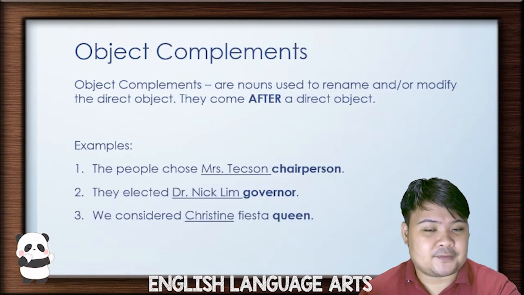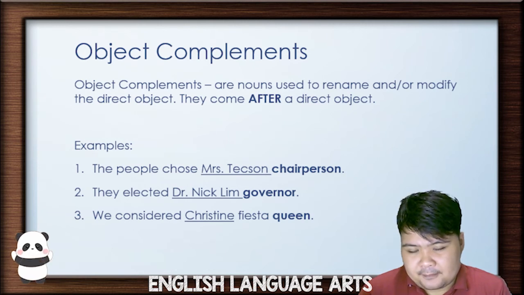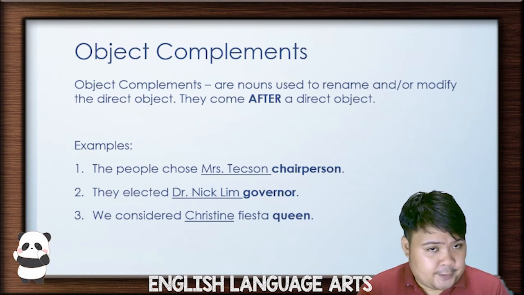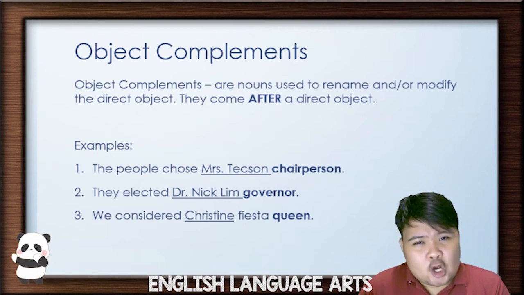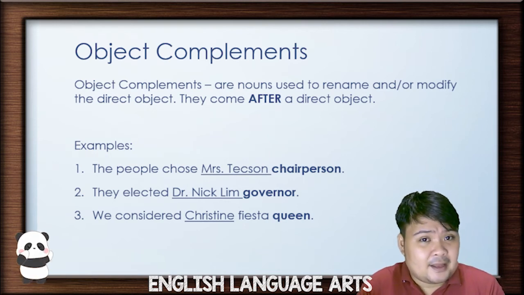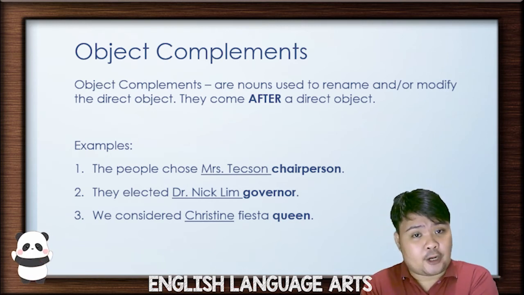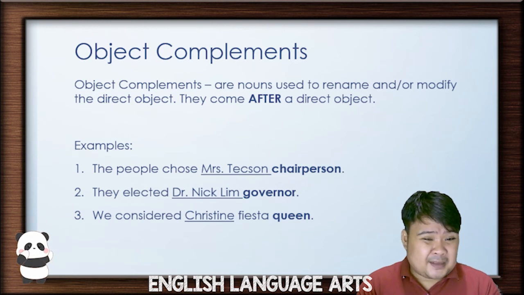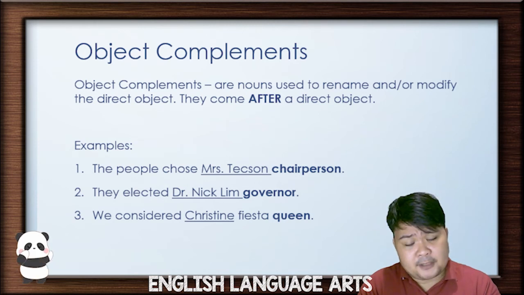Last use that we will discuss for now, object complements. Now, object complements are a little bit tricky. Unlike SC, subject complements, you have to look for a linking verb. Object complements are different. How? They basically complement, rename, right, the direct object. That's how it works. They come after the direct object. Take, for example, number 1. The people chose Mrs. Texon chairperson. Chairperson is a noun. Mrs. Texon is also a noun. Chairperson and Mrs. Texon are the same persons. It's the same one, right?